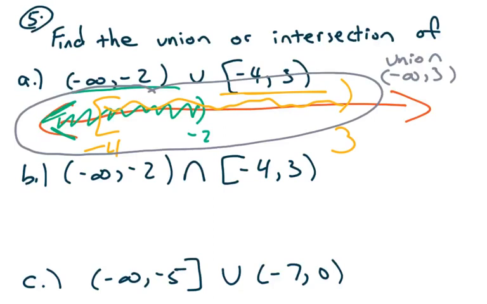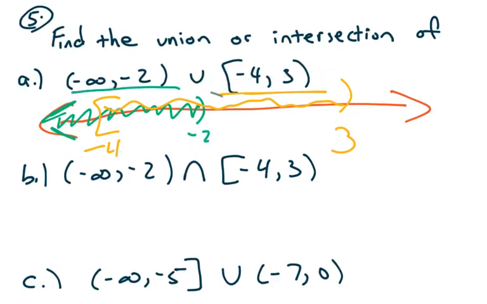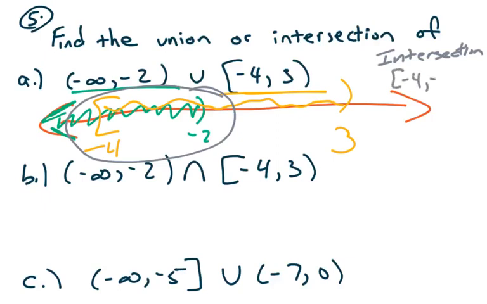If I do the intersection, it's just what they have in common, which would be this region here, right? So the intersection would be negative 4 to negative 2. Okay, because it's just what they have in common. So they just share negative 4 to negative 2 in common. So my advice in each of these is to draw a picture of what each question is representing, draw it out, and then write your final answer.